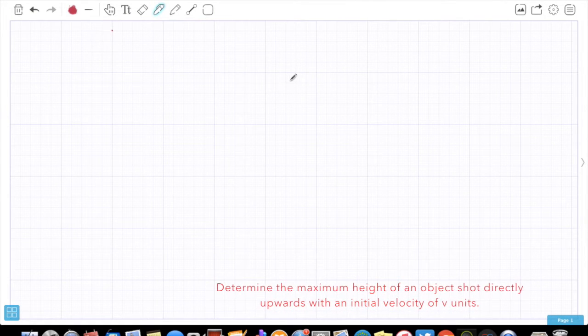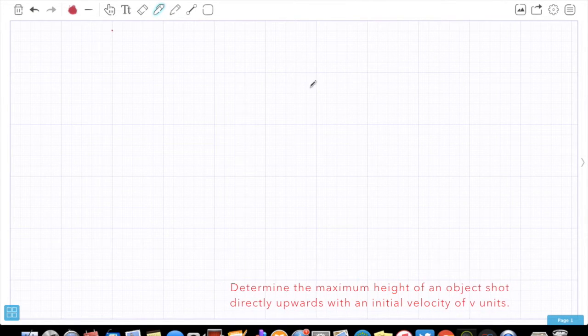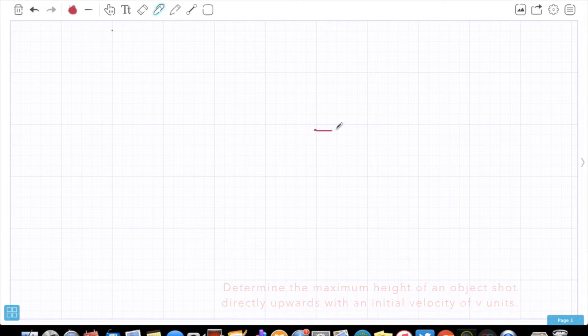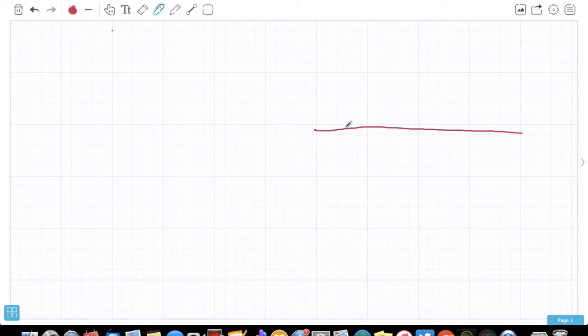This is a standard conservation of energy problem. So we have an object that's on the ground and it gets launched with some particular velocity v, and it's moving straight up. It reaches a maximum height, and that's what we're interested in finding. We want to know what that maximum height is. So we're looking for h.